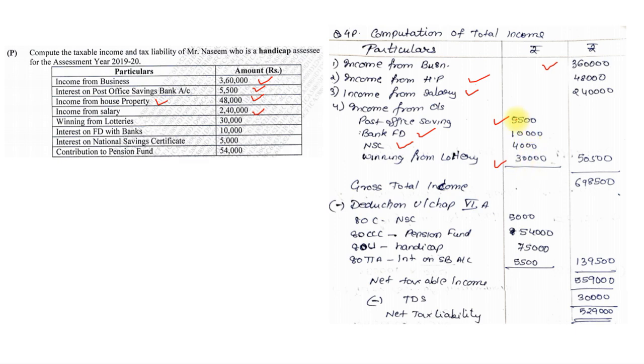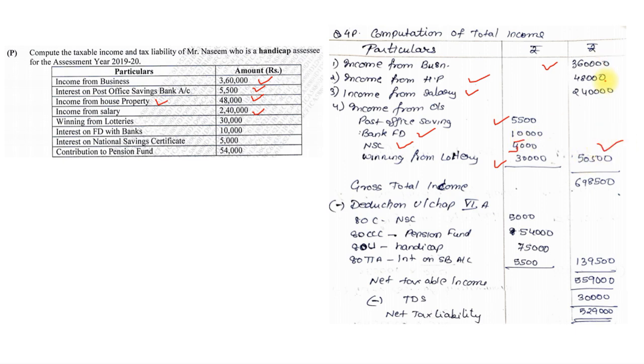Okay, so 30 plus 5 is 35, 39, 49,500. Just check if I have made any calculation errors here. 5,500 plus 10,000. So on the calculation, 5,500 plus 10,000 plus 4,000, being interest on NSE. Interest on NSE is 5,000. So 5,500 plus 10,000 plus 5,000 plus 30,000 comes to 50,500.